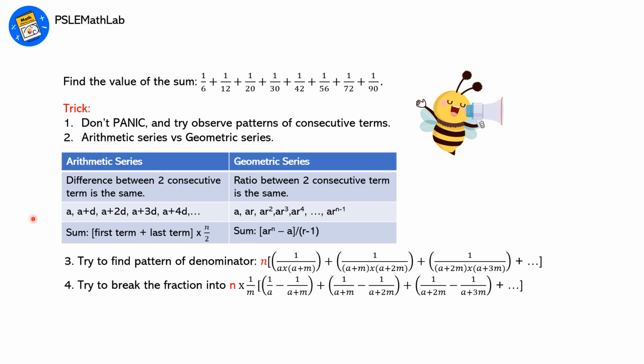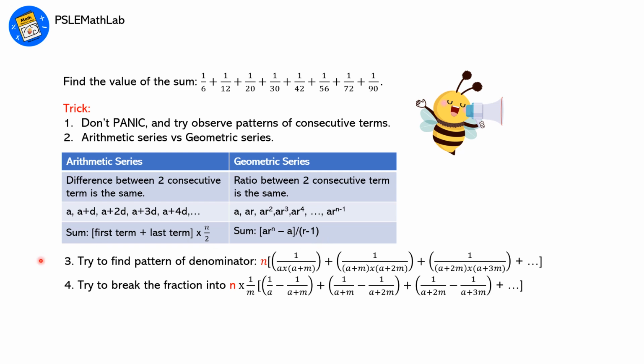Now let's look at the summary of the tricks. The first thing is always don't panic and try to observe the pattern of consecutive terms and determine whether it is an arithmetic series or a geometric series. And here is a recap of the arithmetic and geometric series. The arithmetic series has a constant difference between two consecutive terms. Here it is d. For the geometric series, the ratio between two consecutive terms is the same. Here the constant ratio is r. Here we also have the sums for arithmetic and geometric series, and if you are keen to find out, you can look them up.